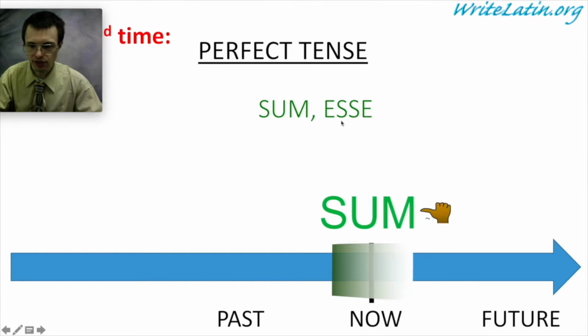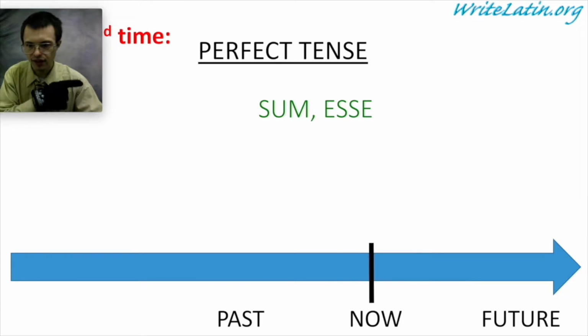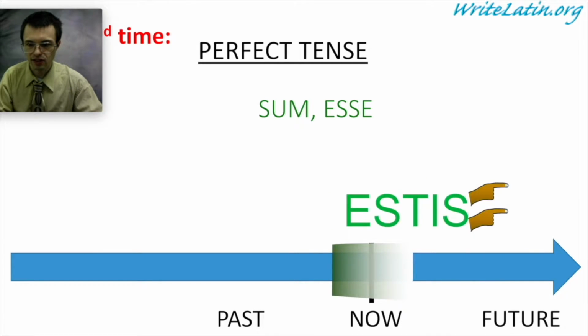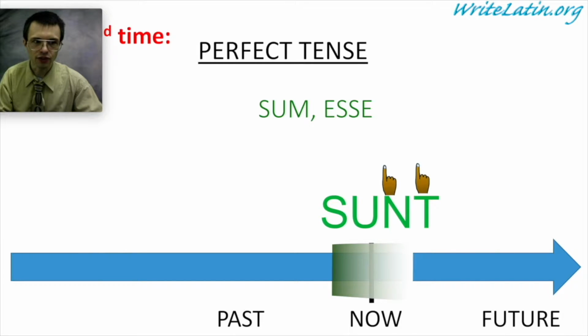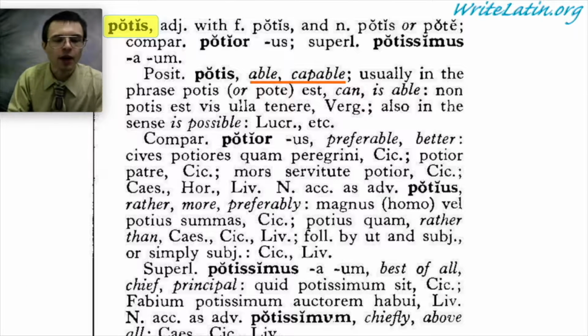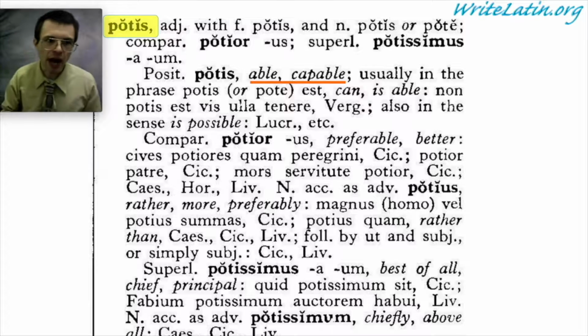Alrighty, so say it yourself. Sum, est, sumus, estis, sunt. And then close your eyes, stop the video, close your eyes, and see if you can do it just from memory. Sum, est, sumus, estis, sunt, and so on. And just chant it as many times as you need to until you can say that. Great. Alright, so now we're going to make another irregular verb out of this one.